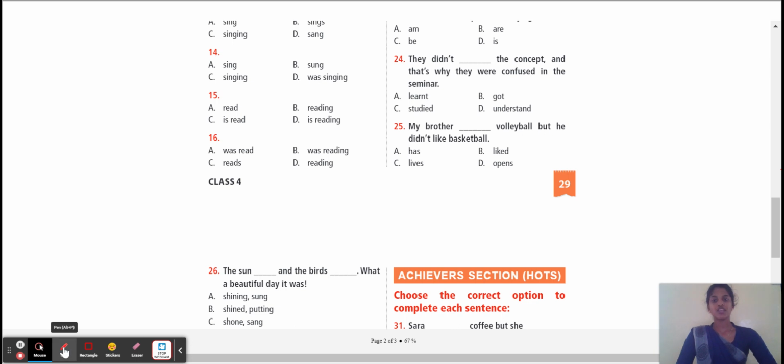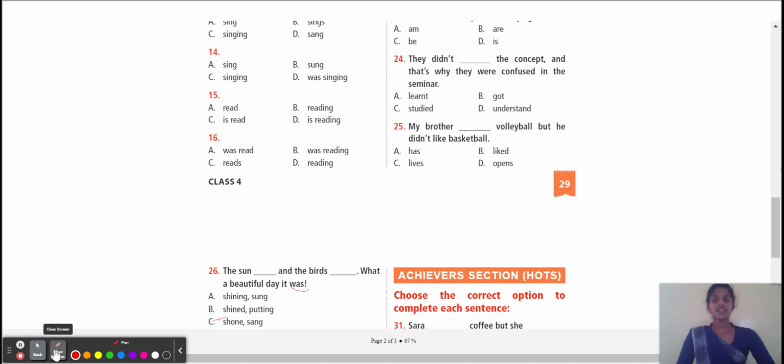Why? Because shone and sang are both past tense in these sentences. Shining is continuous, sang is past, shined is past tense, putting is continuous. In the second part, "what a beautiful day it was," was is mentioned as the past tense. So here you should pick the answer C, shone, sang, as the correct one.